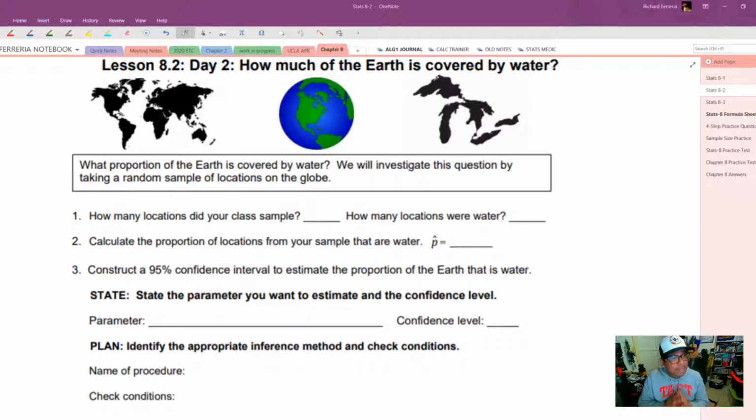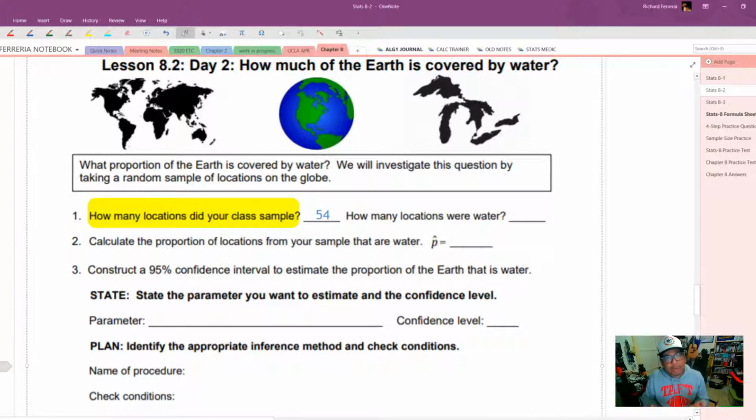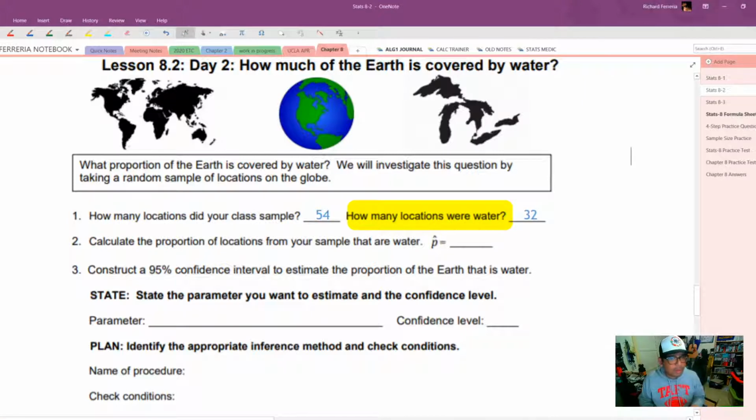what do you do? So the first part here is, how many locations did the class sample? Well, I'm going back a few years to the first time I did this in class, and in that class we had about 27 students who played the game. We had one student who was keeping tally, and every student had to touch the globe twice. So we sampled 54 locations. And of those 54 locations, 32 of those locations were the thumb landing on water.